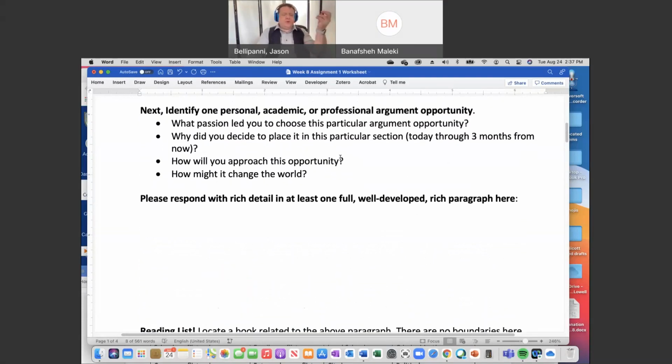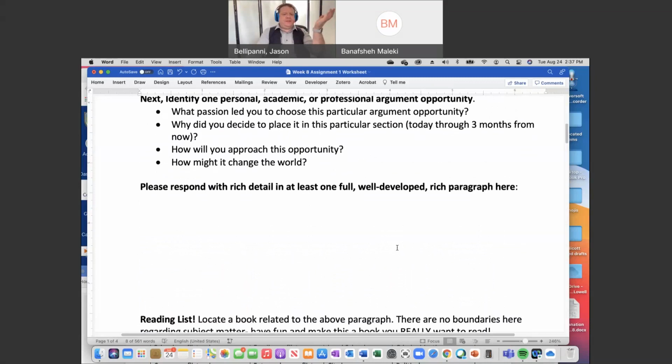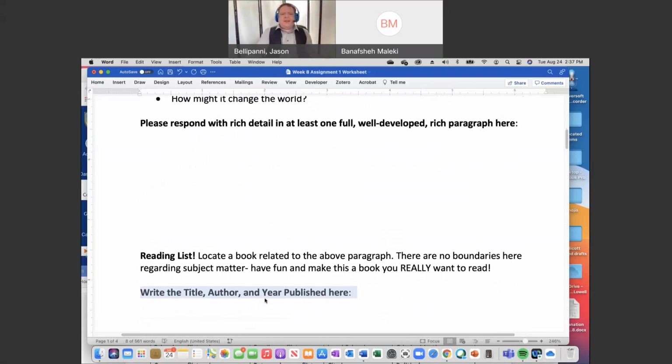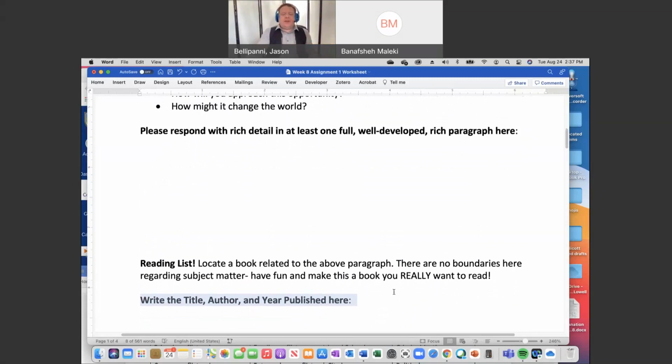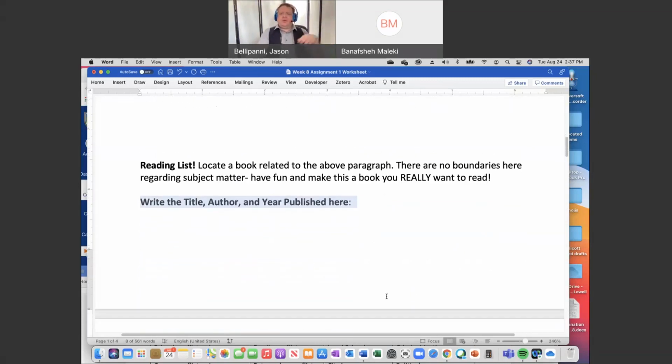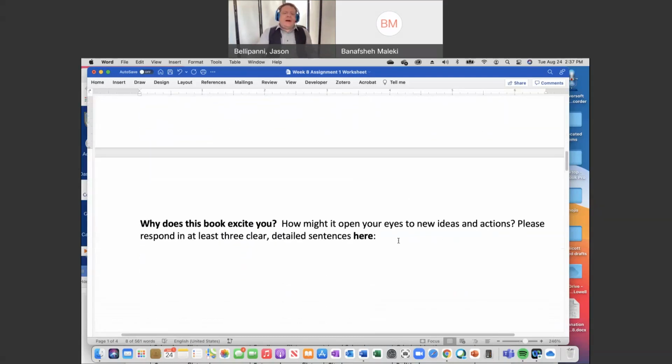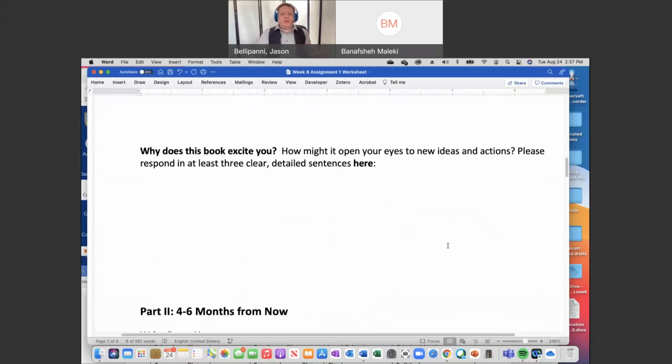argument or conflict or episode that you're going to be involved in, right? So, for example, maybe I pick a book about relationships between brothers and sisters, because that might help me when I'm talking to my sister and trying to figure something out. So you just want to find a book. You don't have to actually get it and read it. You can do that on your own if you feel like it, right? But you just want to find one and then put the title, the author, and the year here. And then explain how it might help you. That's the other part of the book.